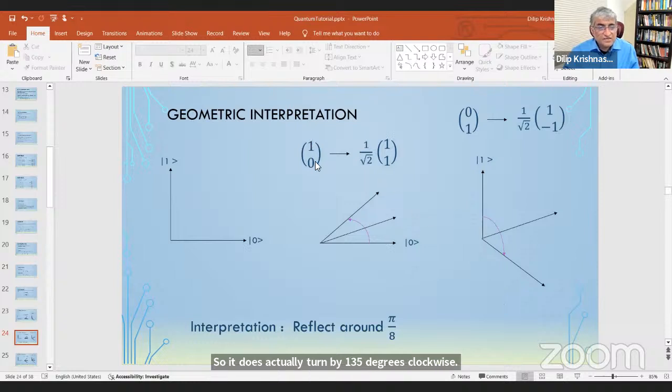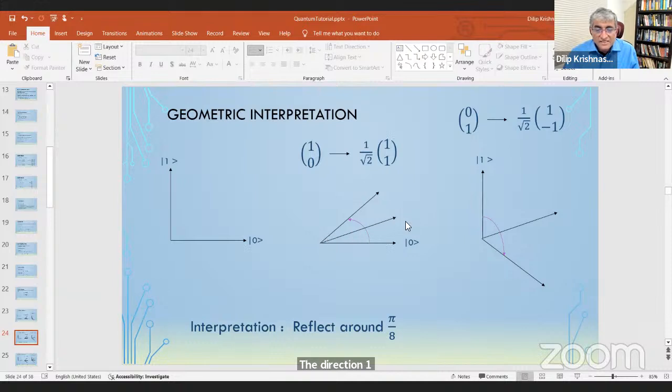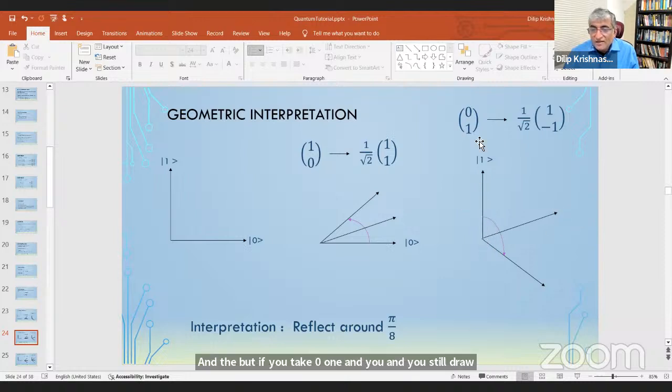So, the geometric interpretation, there are different ways to interpret this. One can be that it's a reflection. For example, this transformation of 1, 0 to the direction 1, 1 can be viewed as a reflection around the pi by 8 direction here, right? 45 degrees is pi by 4, so it's a reflection around pi by 8. And if you take 0, 1 and you still draw this line at pi by 8, now essentially ket 1 is getting reflected.